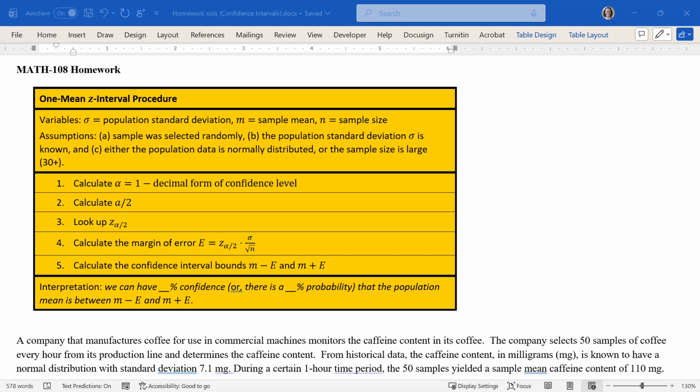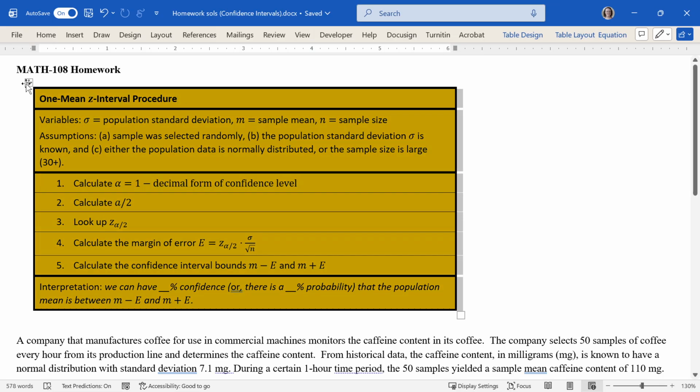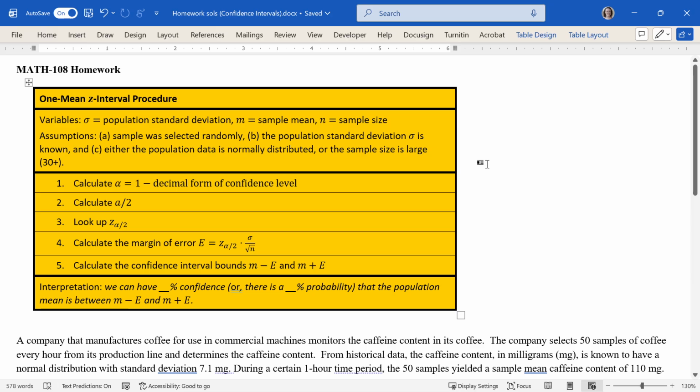Hello everyone. In this video I'm going to go over the homework on the one mean z-interval procedure, otherwise known as confidence intervals for normal distribution. So here at the top I have this beautiful gold box that I made, and it's gold because this is a very valuable and important procedure.